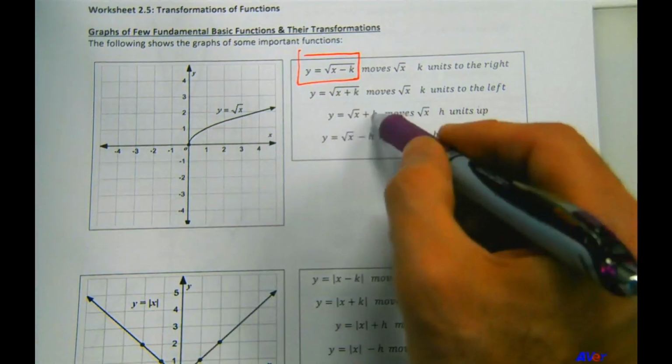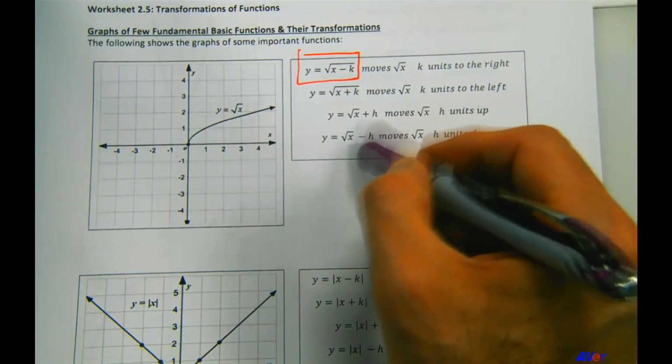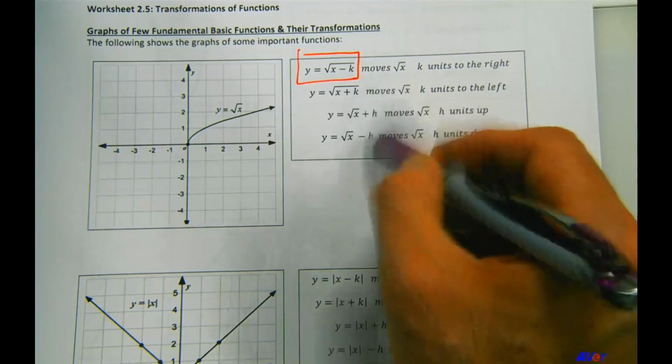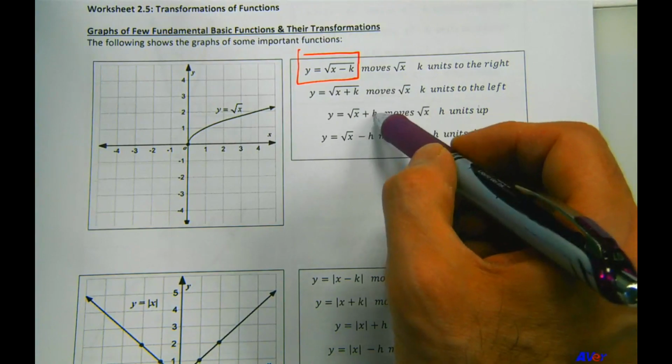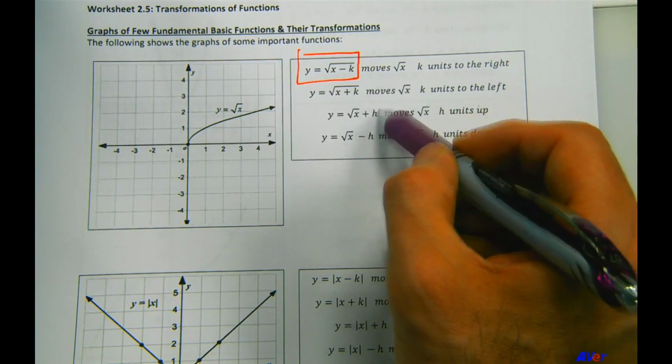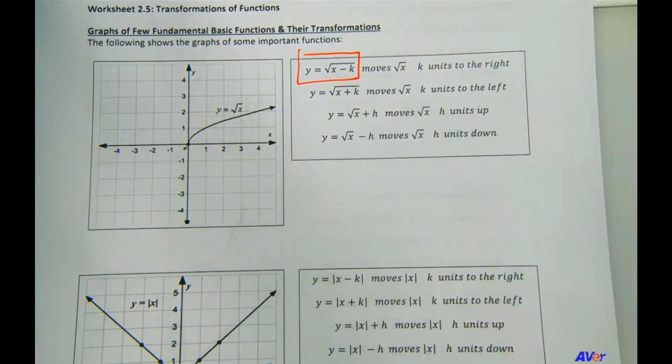And h on the outside of the square root function would indicate vertical translation along the y-axis. So either up when it's positive h or down when it's negative h.